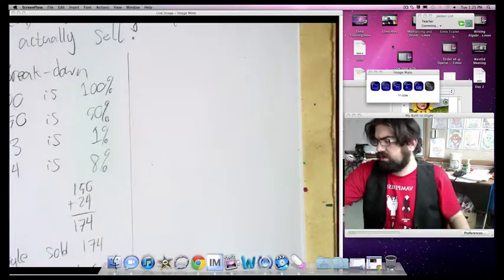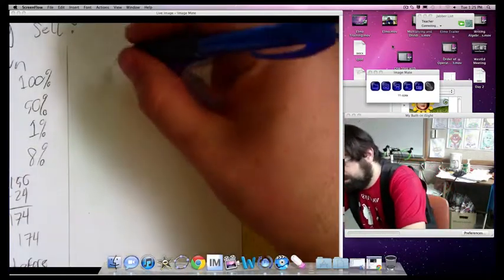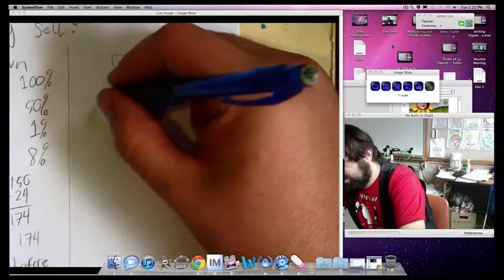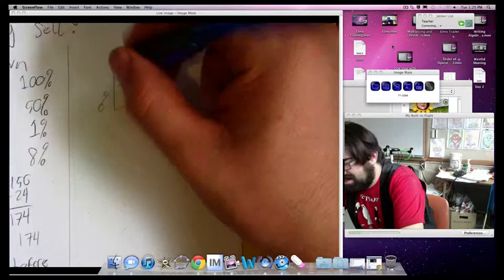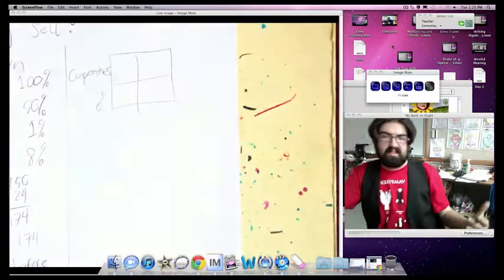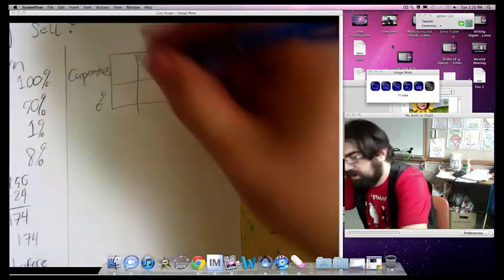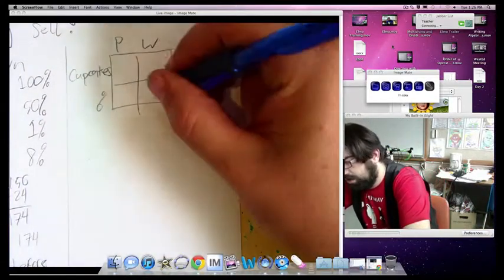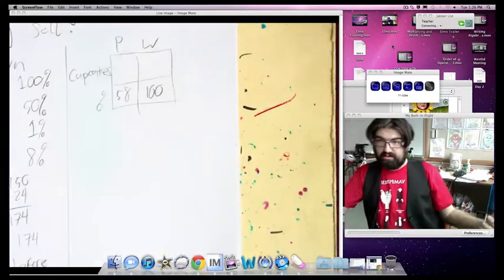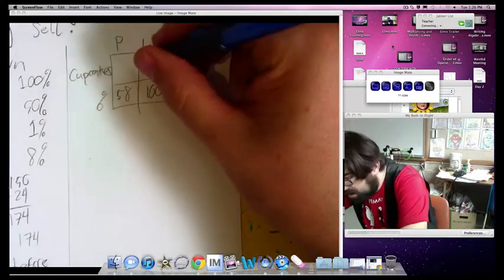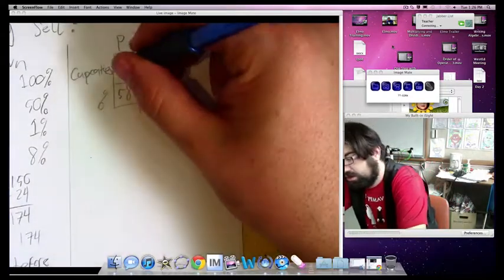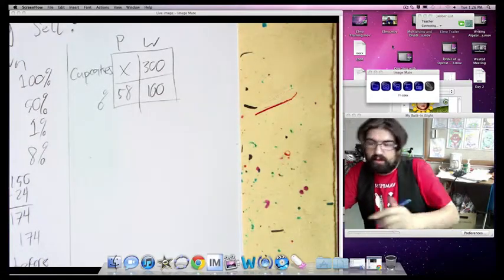Let's go for the table. And I know usually I put the number symbol right here, but it's not numbers, it's cupcakes. We want to be detailed with our table. Here's the part, here's the whole, 100%. They said he sold 58%. I know he's made 300 cupcakes, that's the whole number. So we're looking for this. Let's call it X.